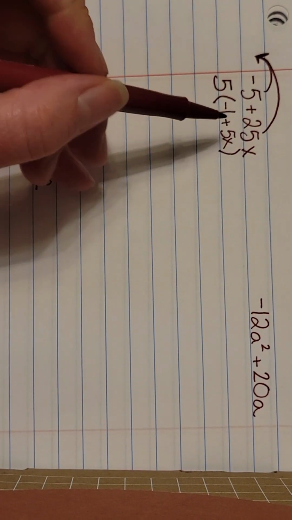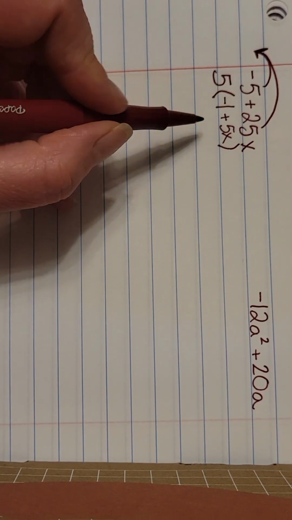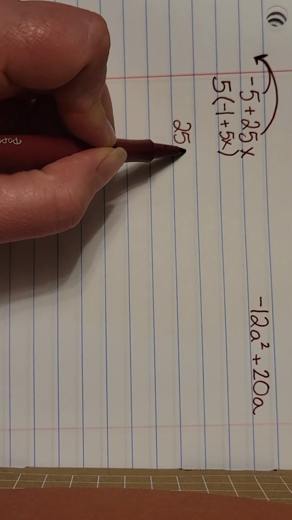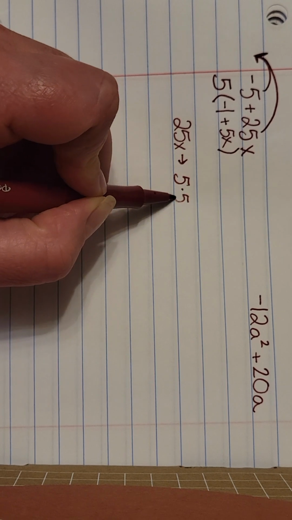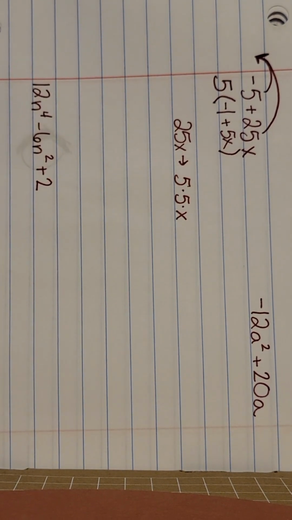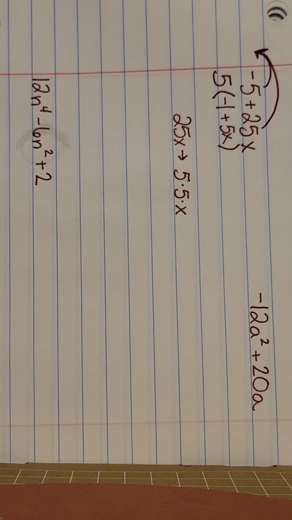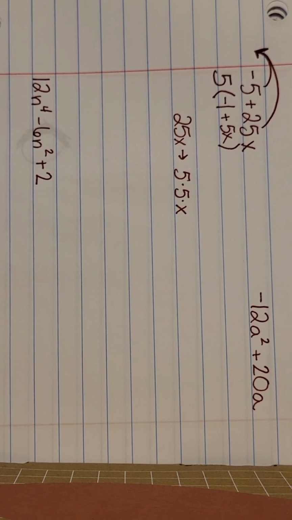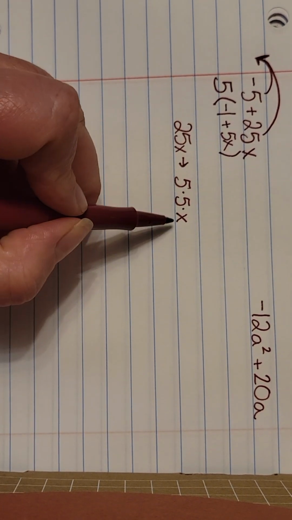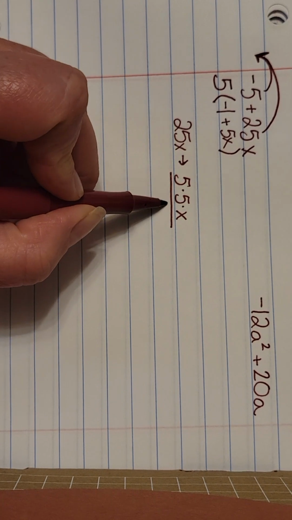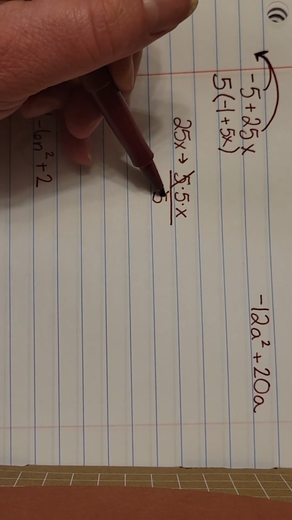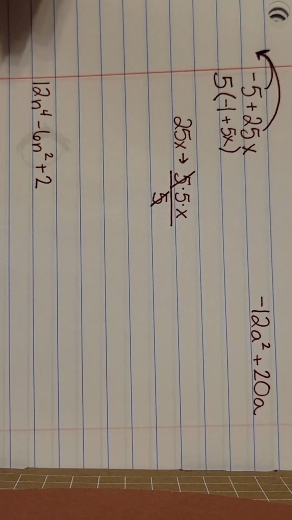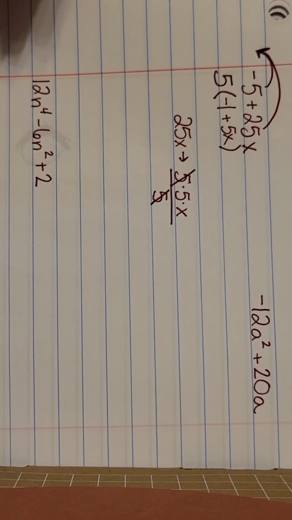Now remember, we got to break that down in case you're struggling with that, because remember 25x can be written as 5 times 5 times x. That's what it means, right? That's what 25x means. It's 25 times x, which is the same as 5 times 5 times x. And when we divide this by 5, we notice that this 5 up here and this 5 down here can both be divided out, and I'm left with 5x, okay?